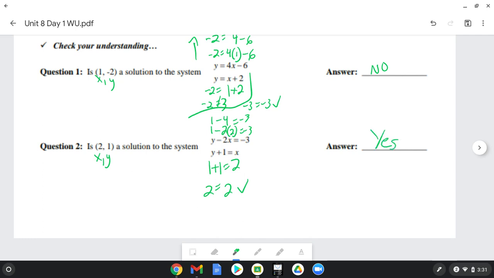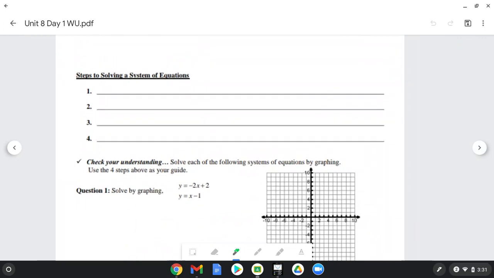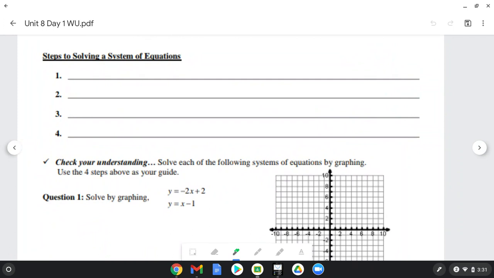So you have a no and then a yes for those two problems. So one of them worked for both and one of them didn't work for both. The top one only worked for one of the two equations. So if we go on to the next page, this is where we're going to be dealing with some graphs. So these are the steps that we're going to be dealing with.